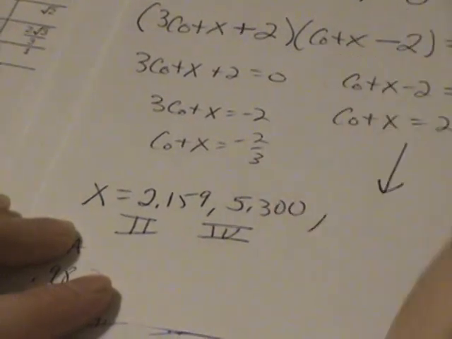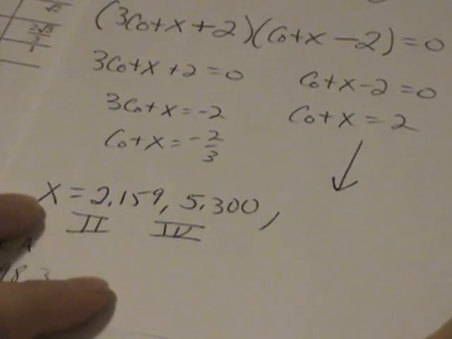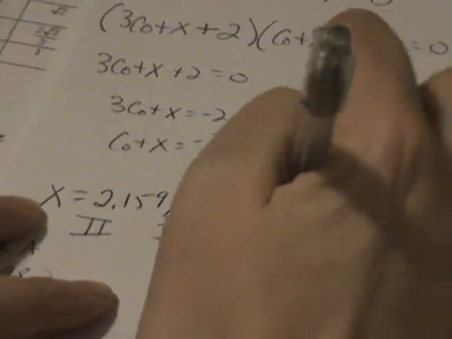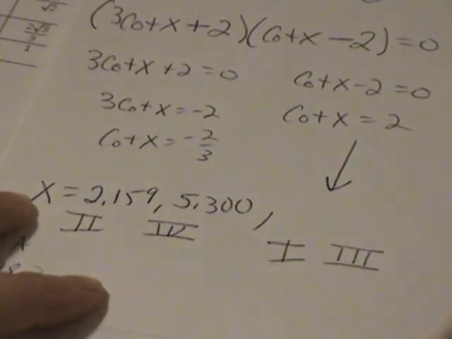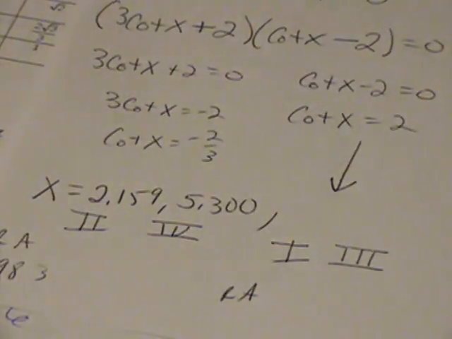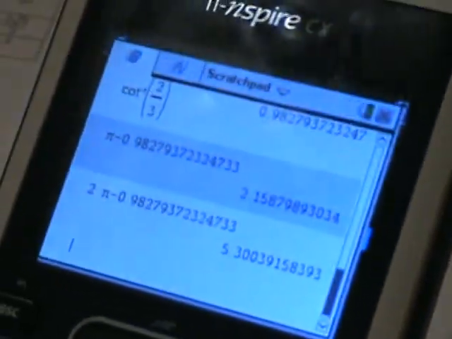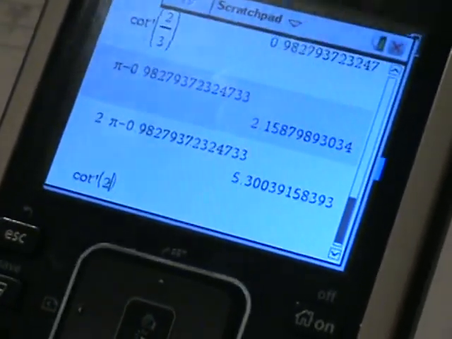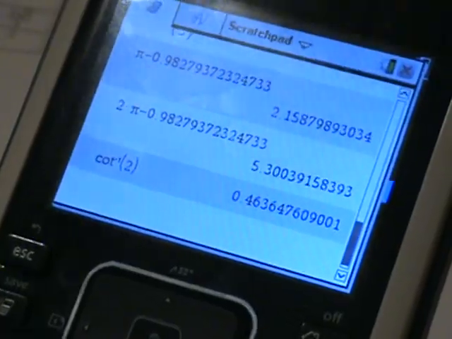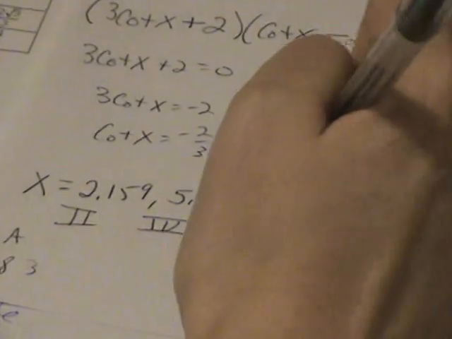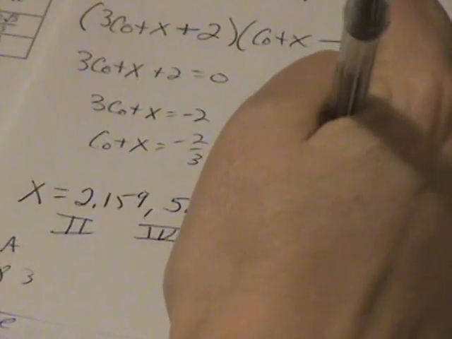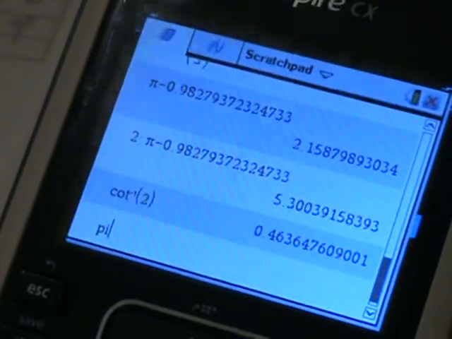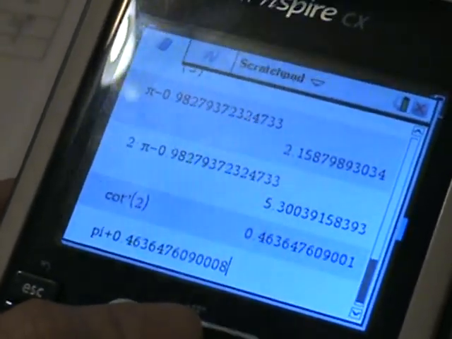All right, now I need our answers for cotangent theta equals positive 2. So positive, we'll use answers from quadrants 1 and 3. So I need a reference angle for that. Inverse cotangent of positive 2. So this is my reference angle, which is also my first quadrant answer. 0.464. And then for quadrant 3, we say pi plus that number, 3.605.